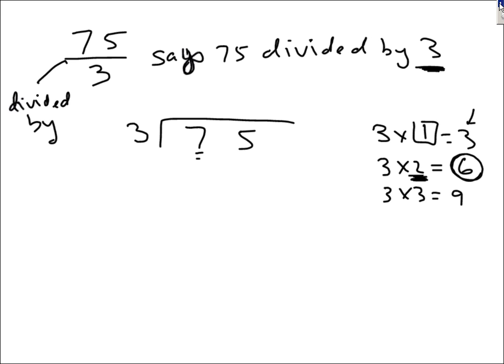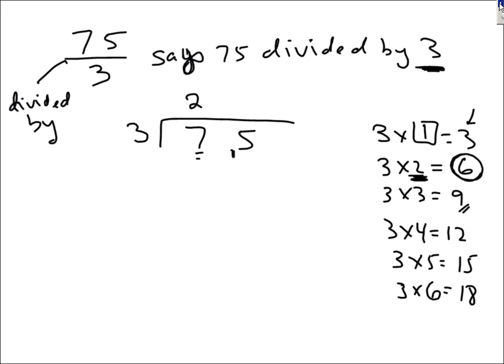3 times 2 is 6. So you put the 2 here. 7 take away 6 leaves 1 left over. Then you find the largest multiple of 3 that does not go past 15. 3 times 4 did not go past 15. 3 times 5 is 15. 3 times anything bigger than 5 will be more than 15. 3 goes into 15 exactly 5 times with no remainder.